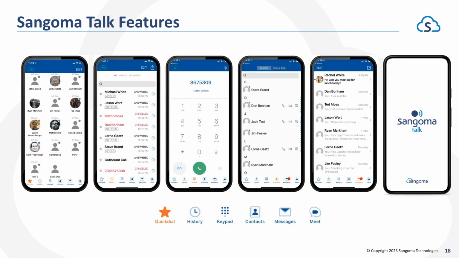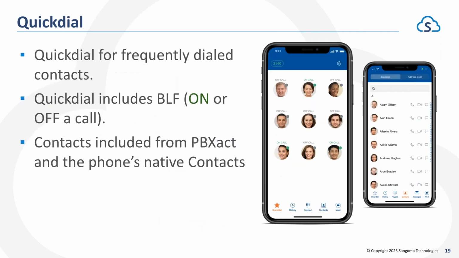This screen here is kind of just an overview of the majority of the mobile Softphone features that we are going to cover today, and I'll hit these all individually, but we've got a quick dial, we'll cover call history, the keypad or dial pad, contacts, your messages, and how we can integrate with Sangoma Meet, which is our HD video conferencing solution that is available as well. Really kind of helping to wrap in that video piece to the unified communications as a service that we offer here with PBXact Cloud.